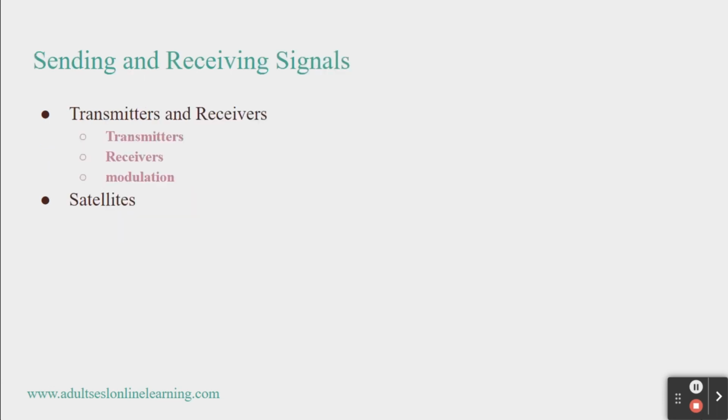Sending and receiving signals. In order to send and receive signals, information must be in a form that will work with the chosen transmission system. Transmitters and receivers. Transmitters are devices that change signals into sine waves and send them out carried on radio waves or microwaves. Receivers collect the waves and decode the signals.